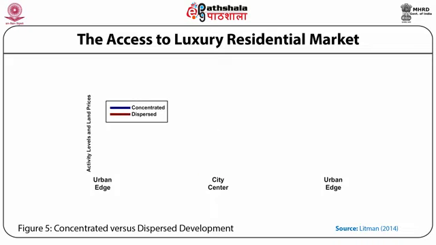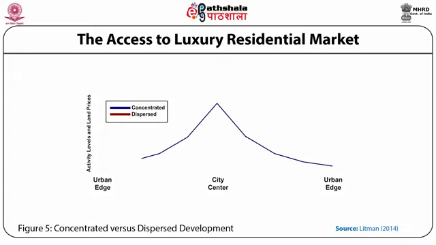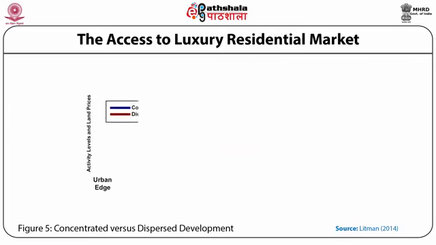Therefore, the lower housing prices at the urban edge may be more than offset with fewer employment opportunities and higher expenditures on transportation on a routine basis. Thus, accessible housing facilities are more beneficial for low and middle income households.